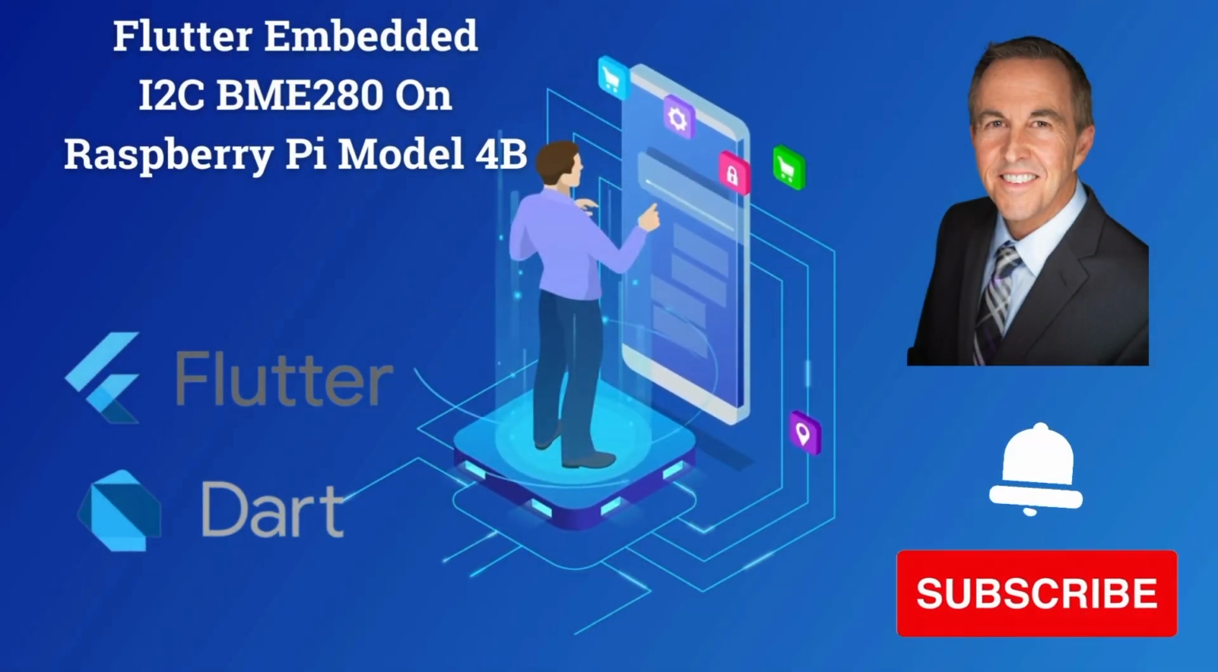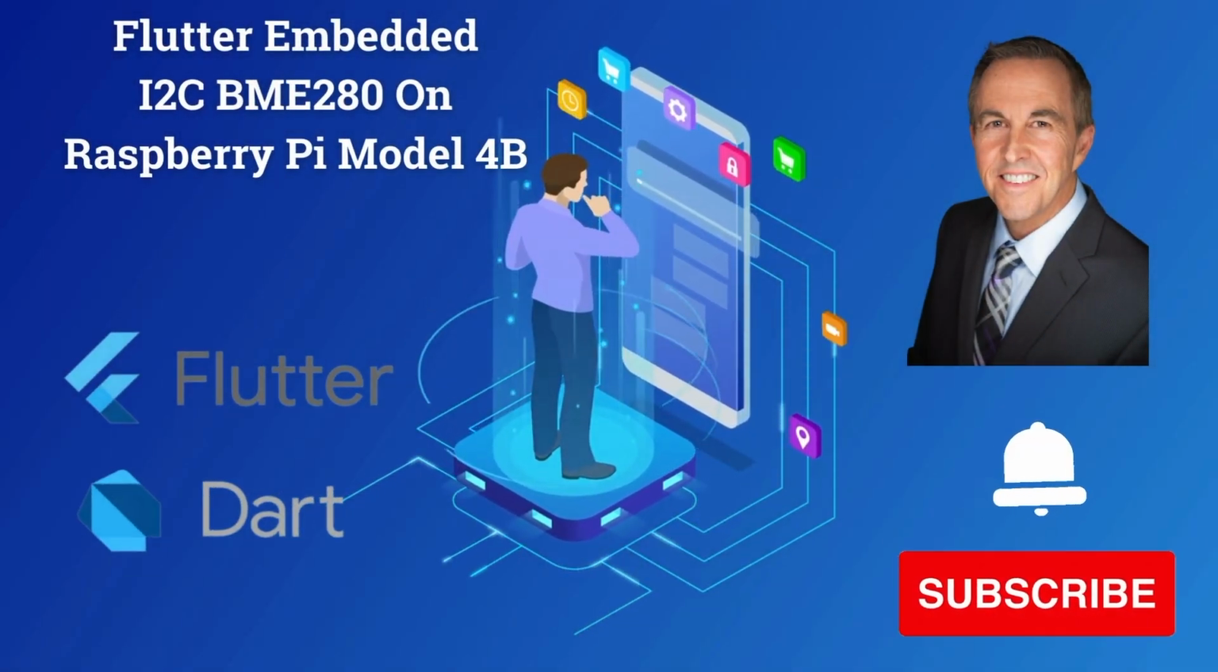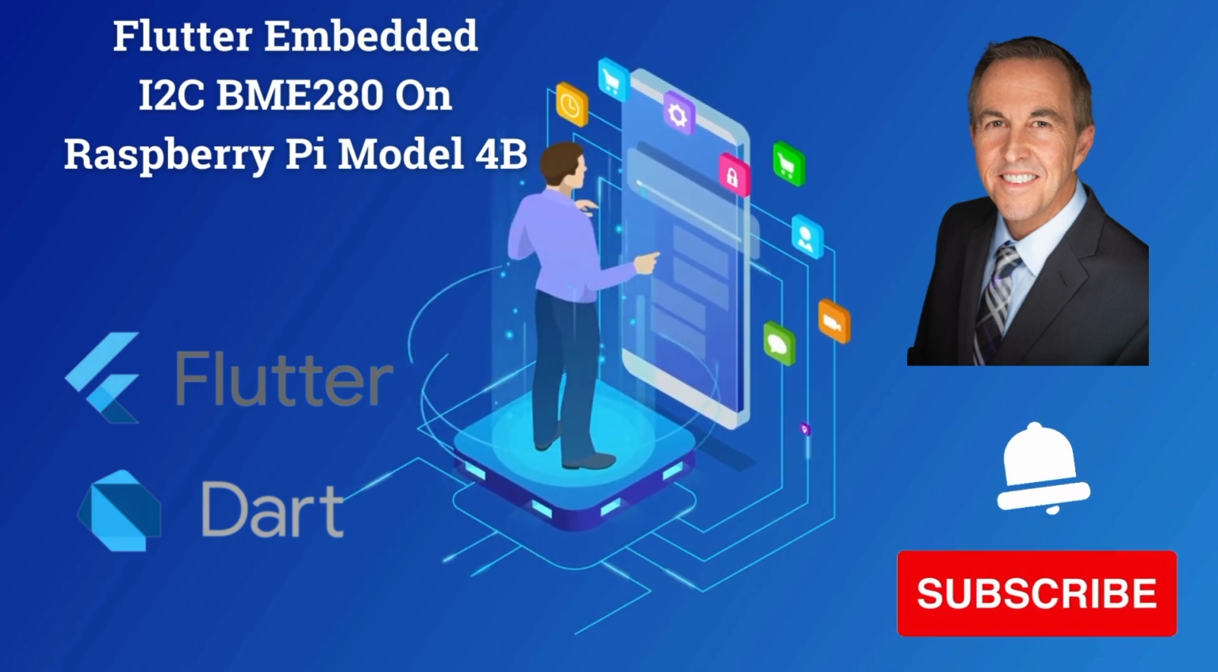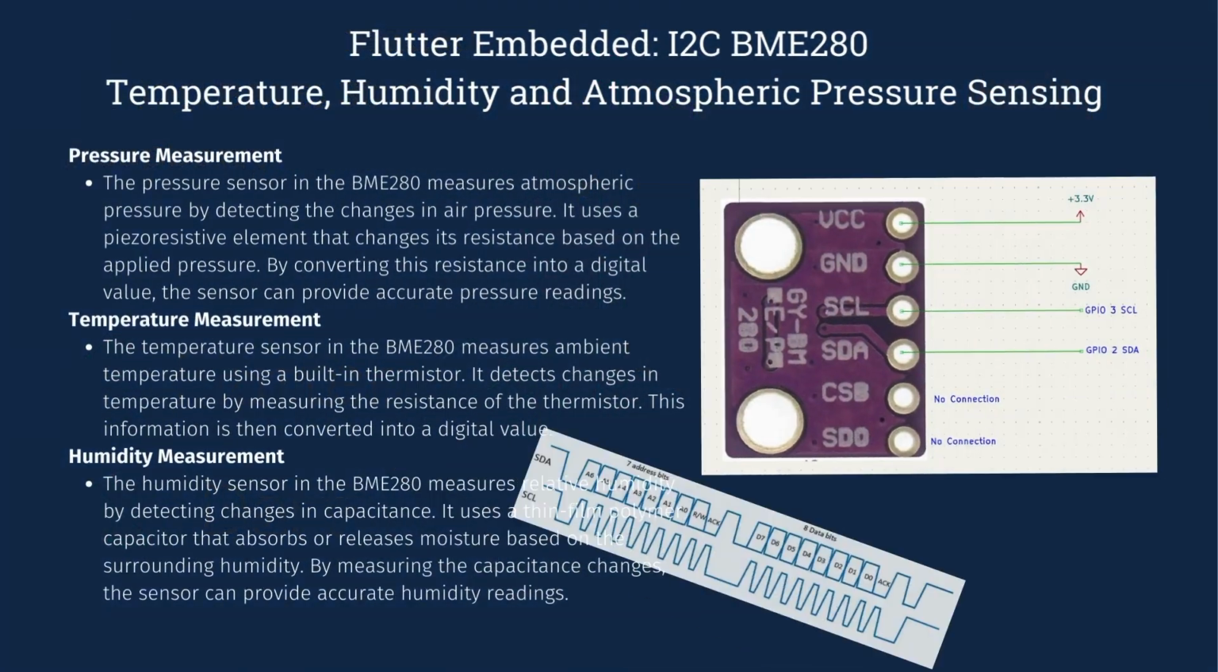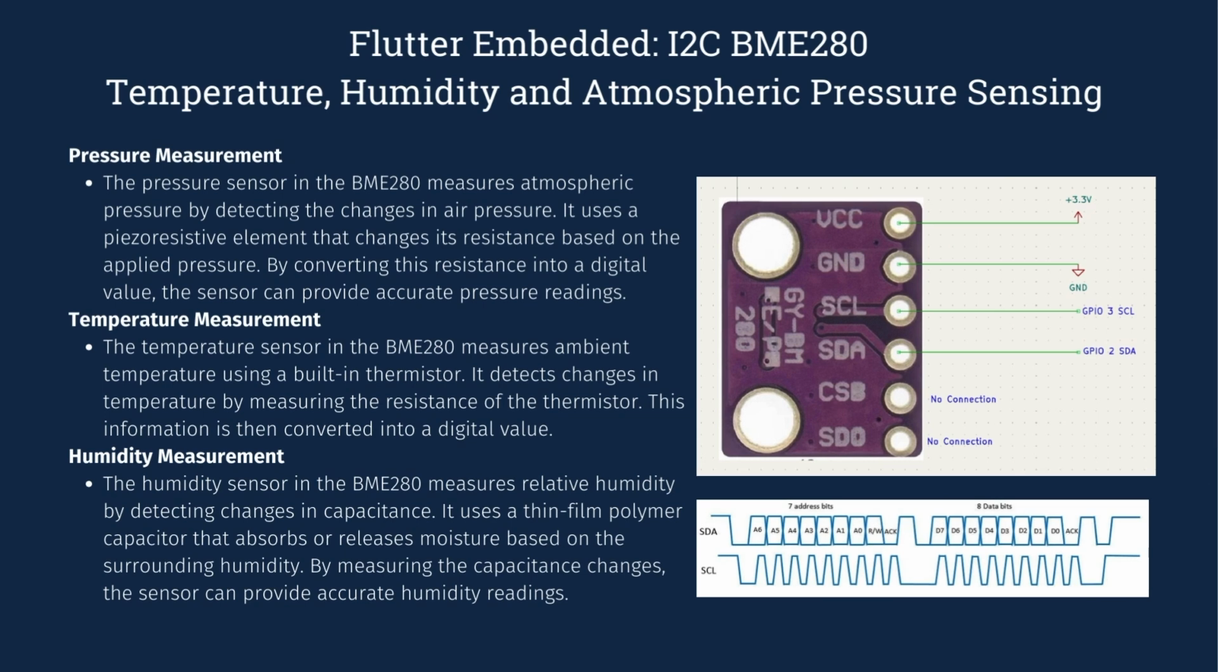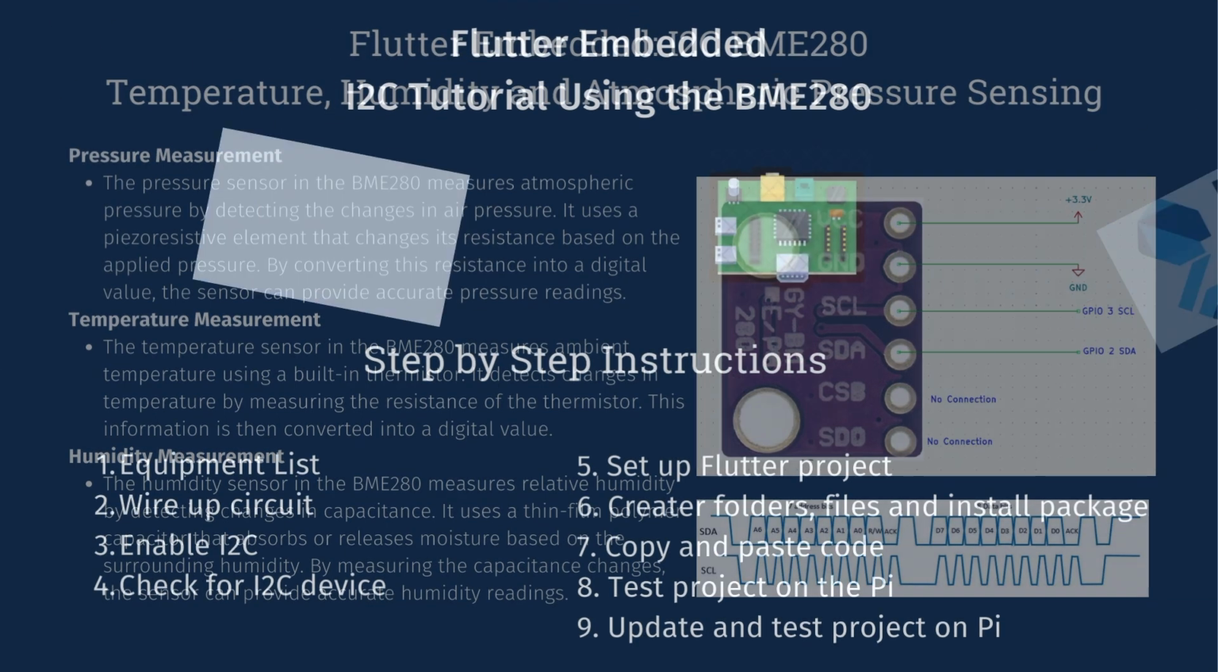Welcome to another edition of Flutter Embedded. Today we're going to cover using I2C and the BME280. We're going to add a temperature, humidity, and atmospheric pressure sensor to our Raspberry Pi using Flutter and I2C.